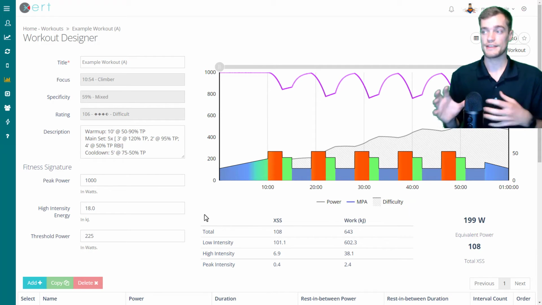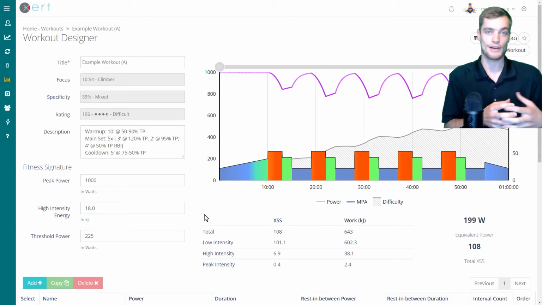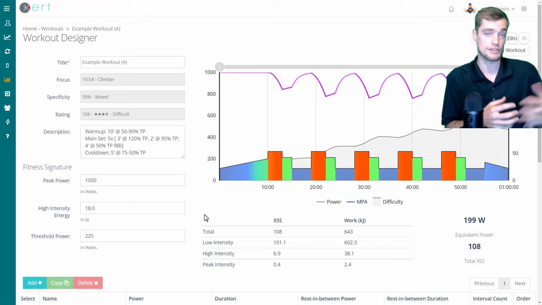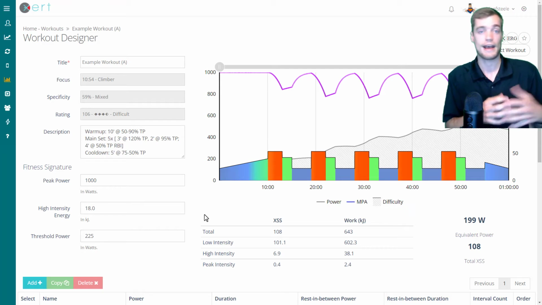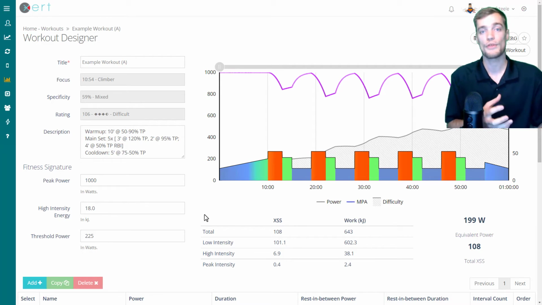And so hopefully this example helps illustrate why Xert doesn't use average power or time in zones. Instead, Xert is looking every second at how much power you're producing, and it's looking at your MPA, because both of those are important when we want to calculate XSS. Hopefully this makes sense. Let's jump back to the presentation.